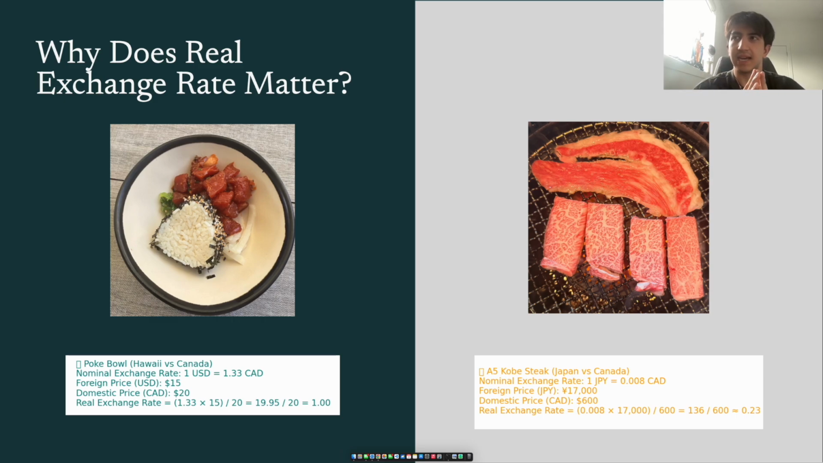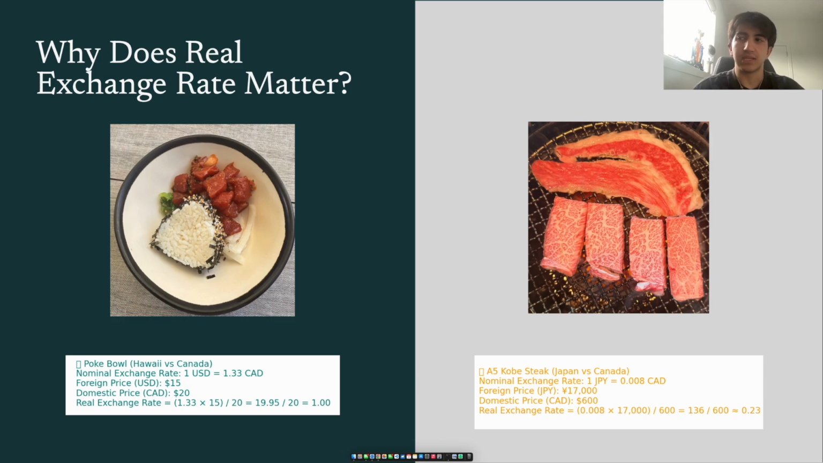On the right here, I have an A5 Kobe steak, which I was eating in Japan about 3 months ago. In Japan, Kobe steak is much more common than it is here in Canada. And so a Kobe steak buffet only costs 17,000 yen, it's about $170. However, a comparable Kobe steak buffet in Canada would be about $600.